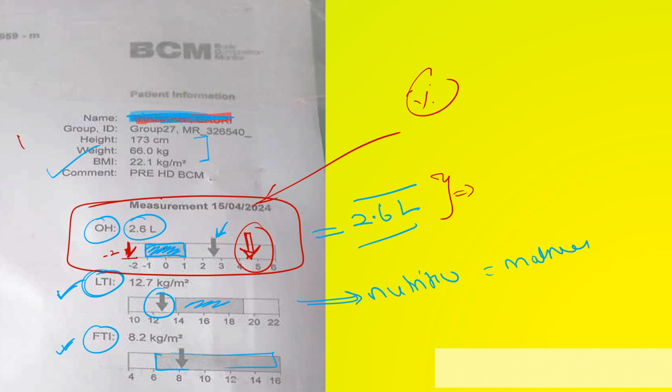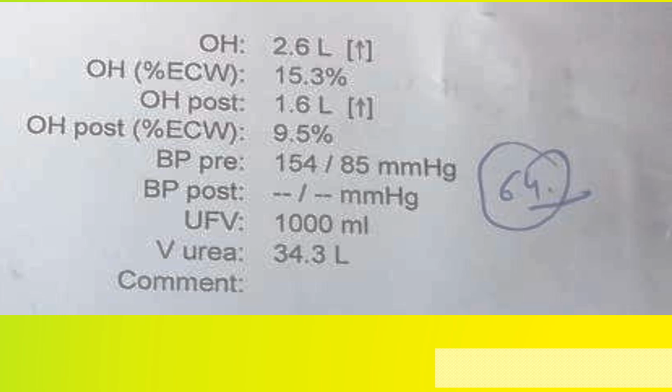Okay, we have seen this component, we have seen this component. Coming to the third one. So what they have mentioned, OH. OH is the overhydration. Overhydration is 2.6, as we have seen in that report, that scale also. In that overhydration, percentage of ECW, extracellular water, is 15%. So 15% is extracellular, the remaining obviously it might be intracellular.